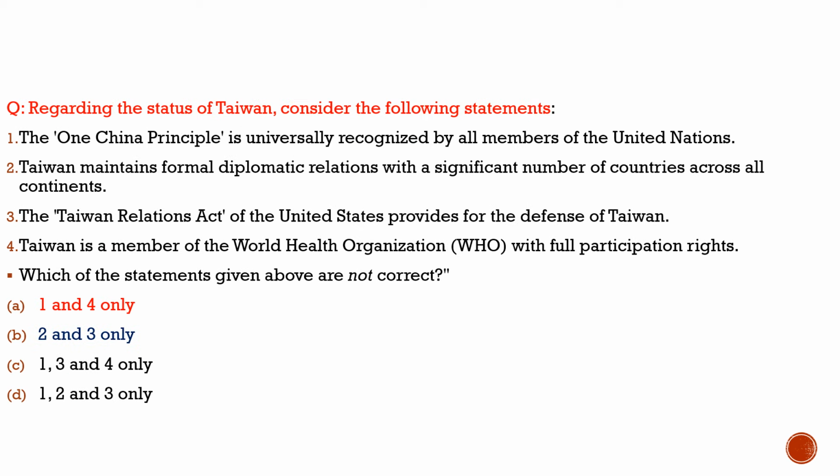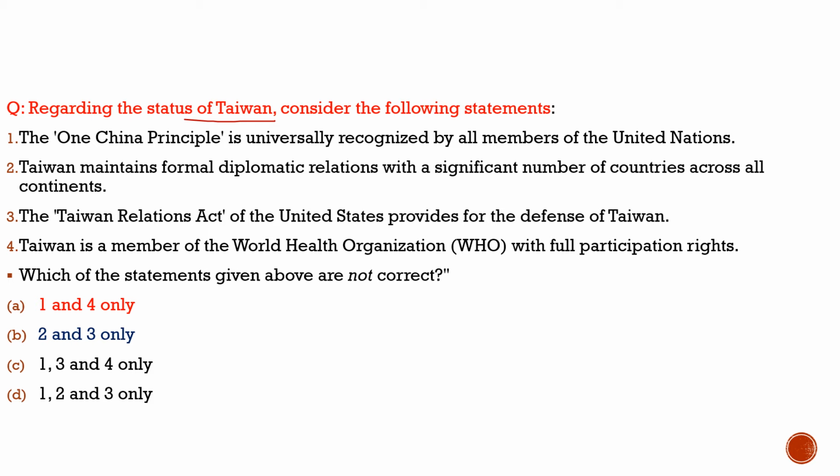Here the question is with respect to Taiwan. Basically there was discussion about the Taiwan-US relationship, how it has been so far. So let's first solve the question here and get the basic understanding about it. Let's see what the question says. The question says, regarding the status of Taiwan, consider the following statements. First statement: the One China principle is universally recognized by all members of the United Nations.